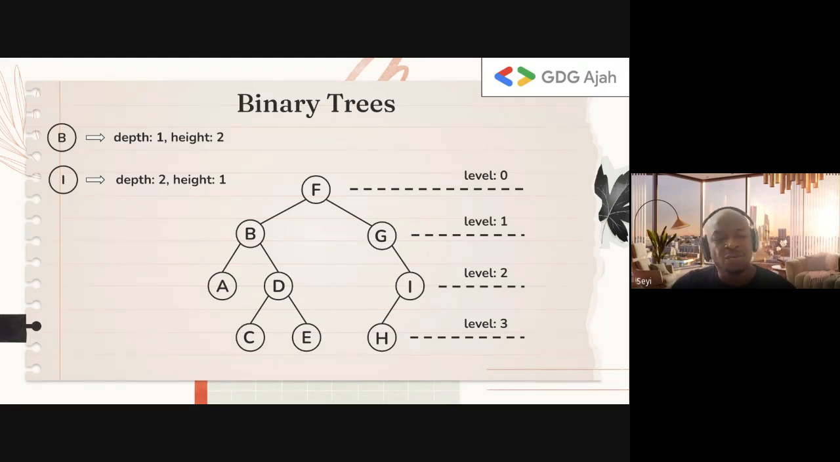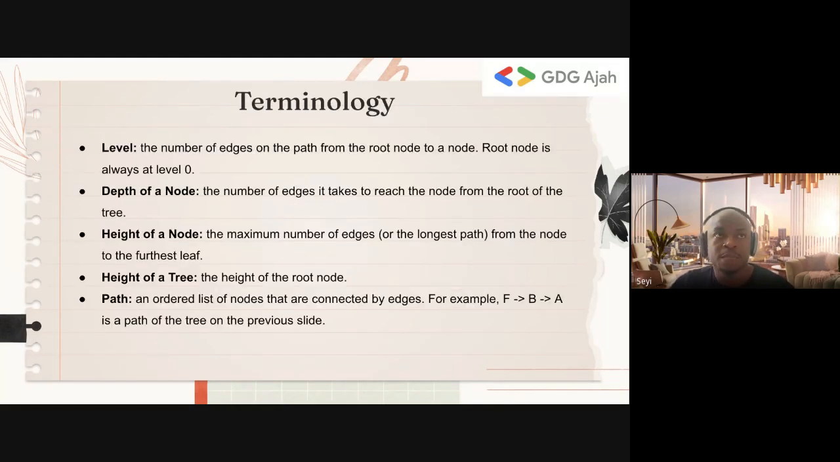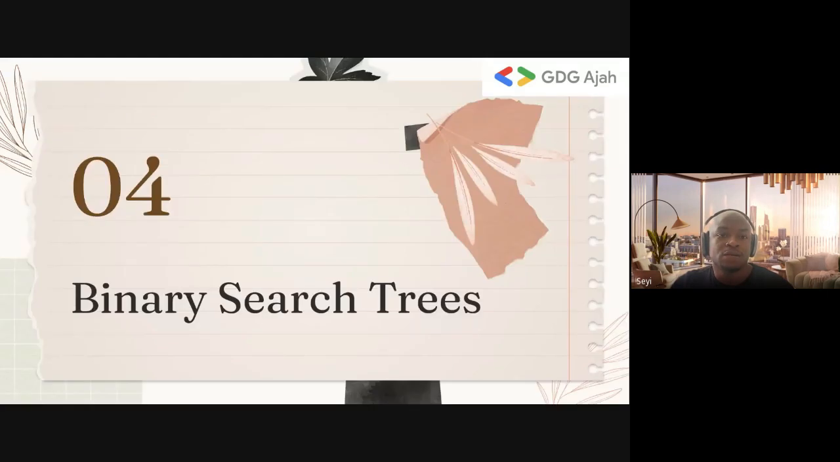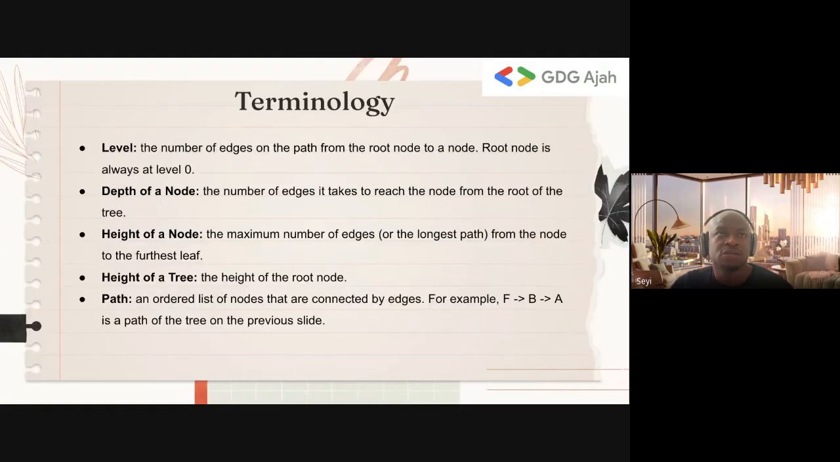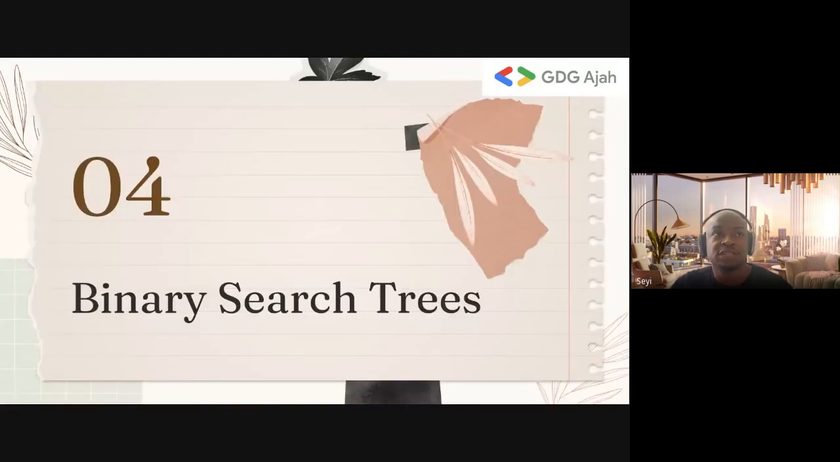So depending on the question, I won't focus too much on what they're referring to, whether it's the leaf or the depth or the height. I will just focus on understanding the general concept. Okay, so now, do we have any questions on binary trees before we go on to binary search trees?